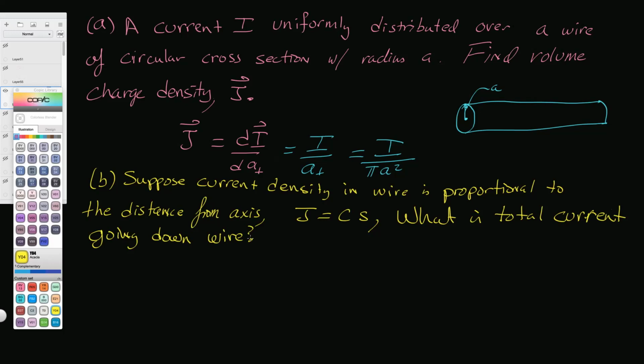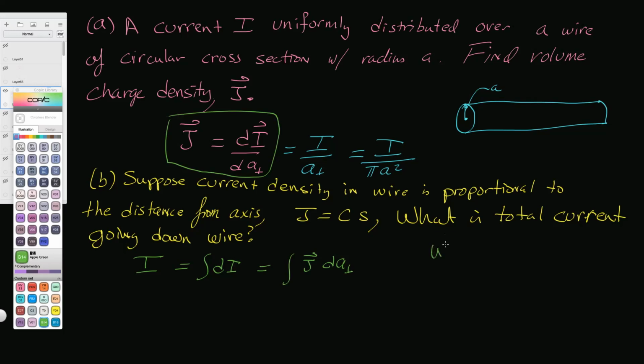I want to add up all the current, so I would do an integral. I is equal to the integral of dI. But I know what dI is by the definition of J: that is the integral of J dA perp, just from the formula up here. Now I have to figure out how to integrate that. What is dA perp?